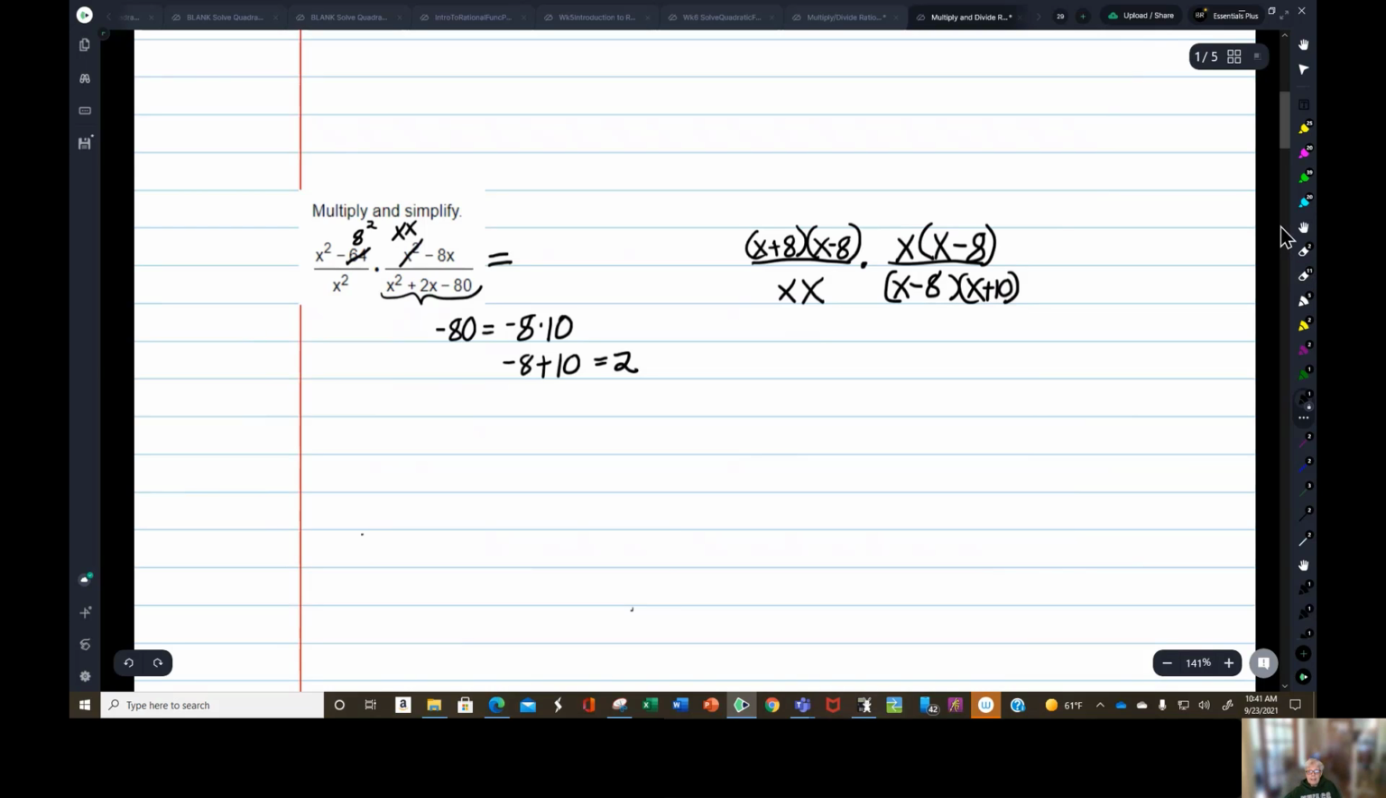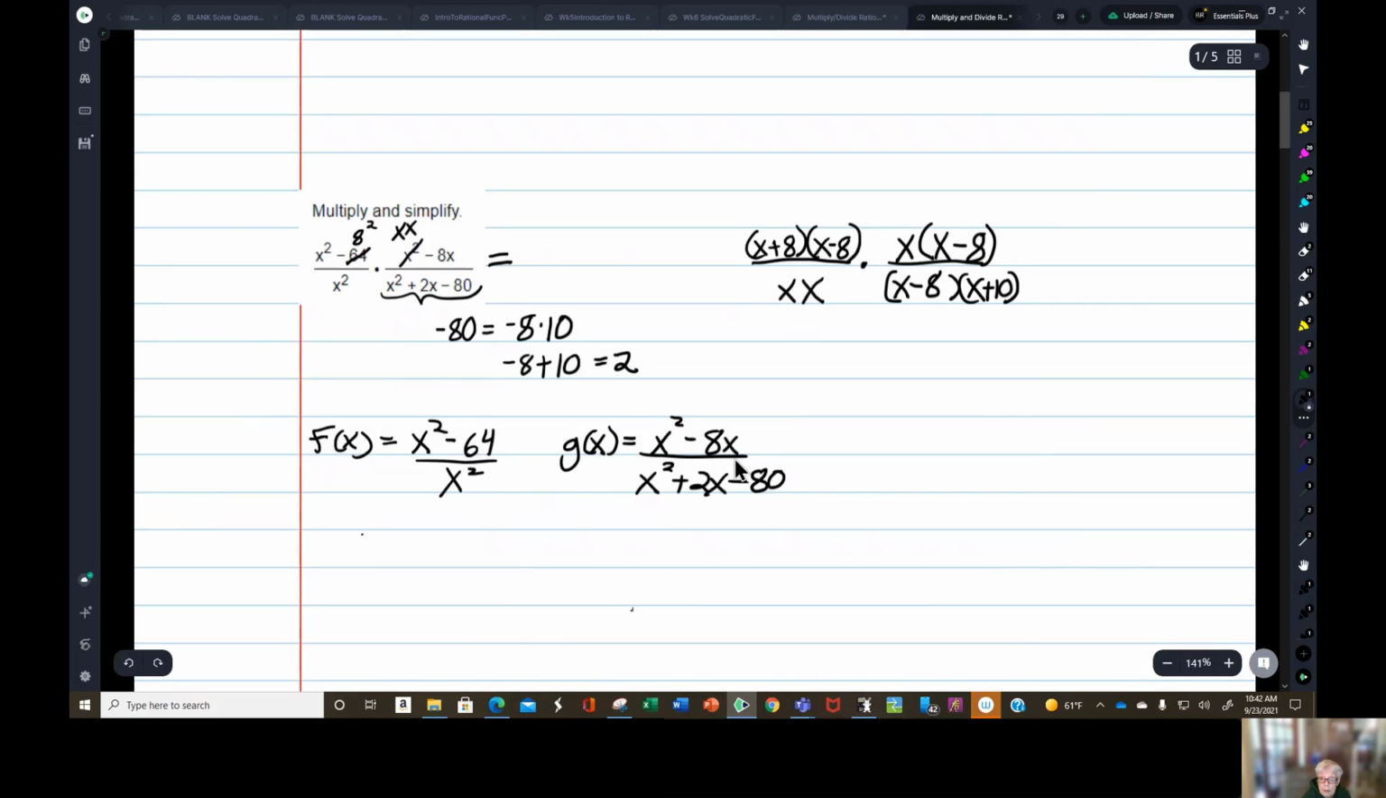Okay, and now we have factored both fractions, both rational expressions. Or you could think of them as being two different functions. Maybe f of x, here's a little review, f of x equals x squared minus 64 over x squared, and g of x, maybe, equals x squared minus 8x over x squared plus 2x minus 80.